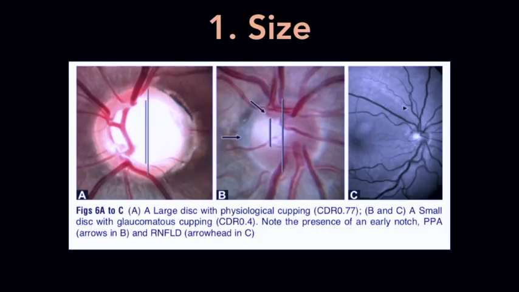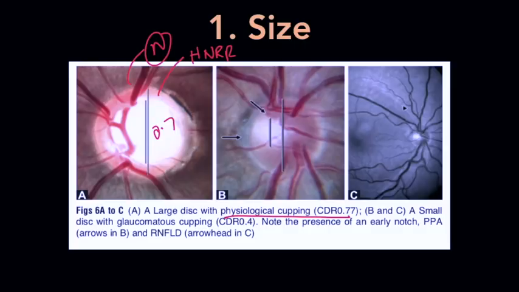As you can see in this picture, this is a physiological normal disc. There's a physiological cupping, which means the CDR is more, the CDR is 0.7, but it's physiological because you have a normal healthy neuroretinal rim. Okay, that's what HNRR means.